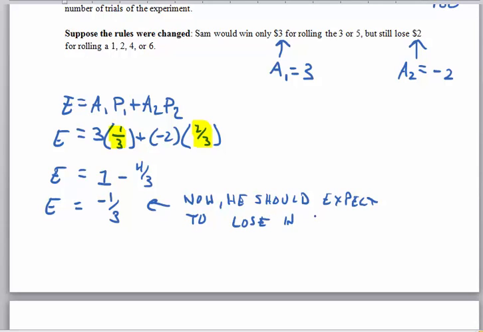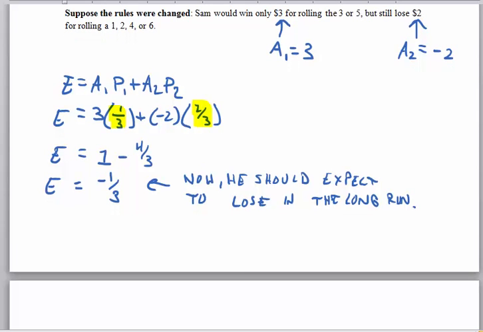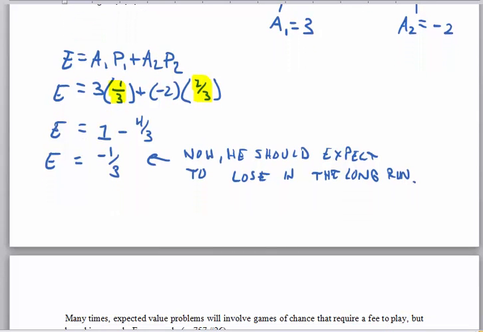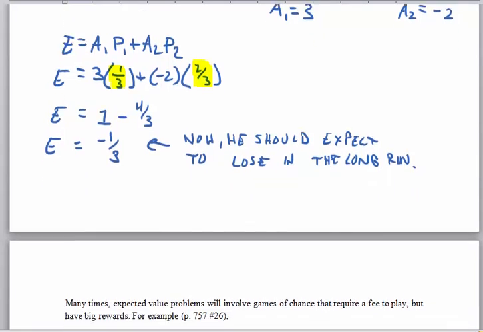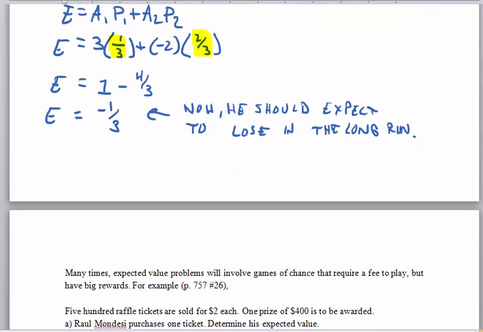And again, this is in the long run. I mean, could he play twice and win both times and walk away with, in this case, $6? Sure, he could, but in the long run, he's probably going to lose. Because when he wins now, he's only winning $3 versus when he loses, he's still losing the 2. So in this case, I would advise him not to play, because in the long run, he's probably going to lose. All right.